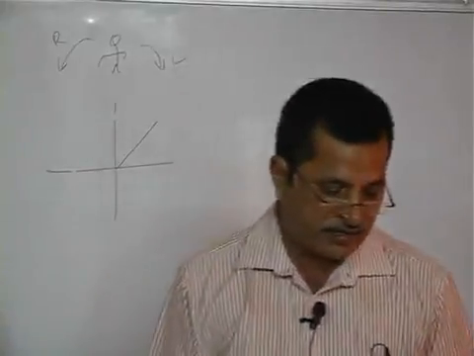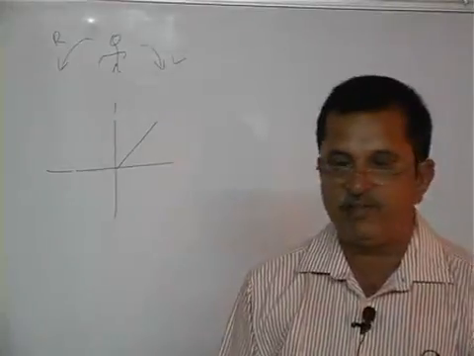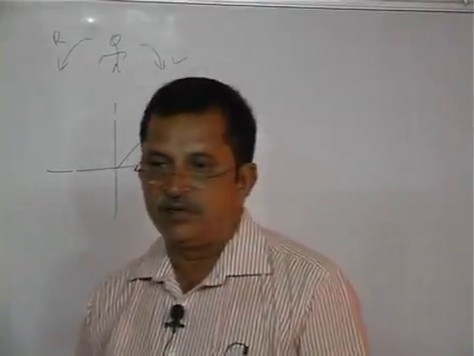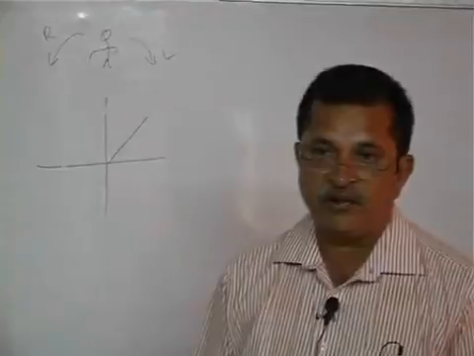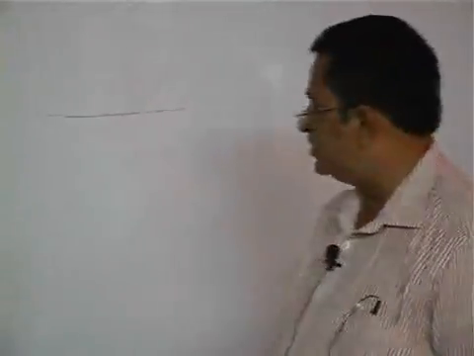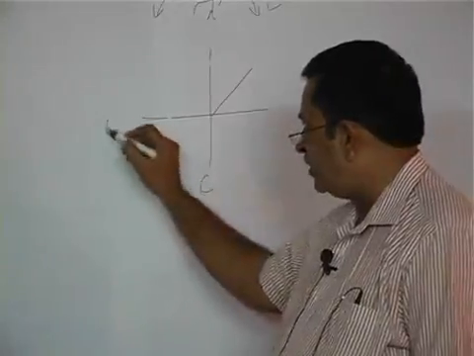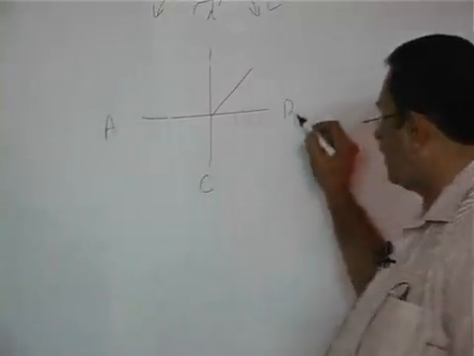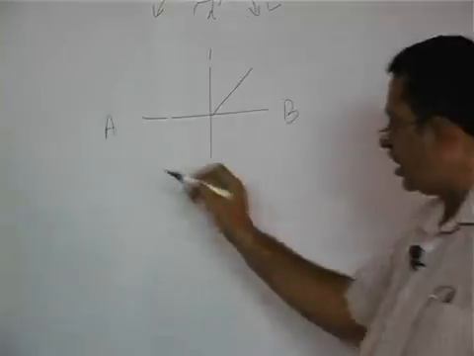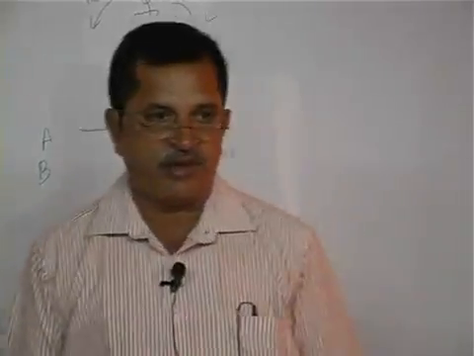What are the data given? C is the neighbor of A and B. C is the neighbor of A and B means C will be in the middle, and A and B on the sides. Maybe A and B like this or the other way.